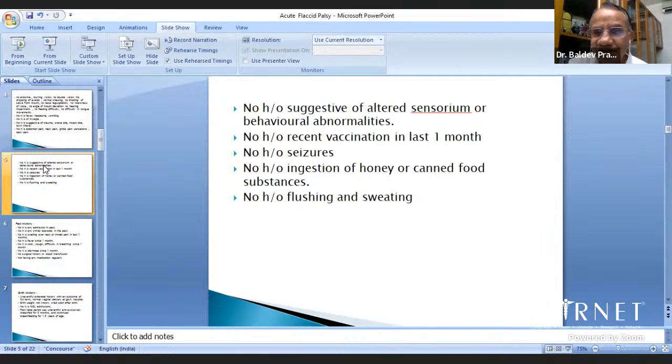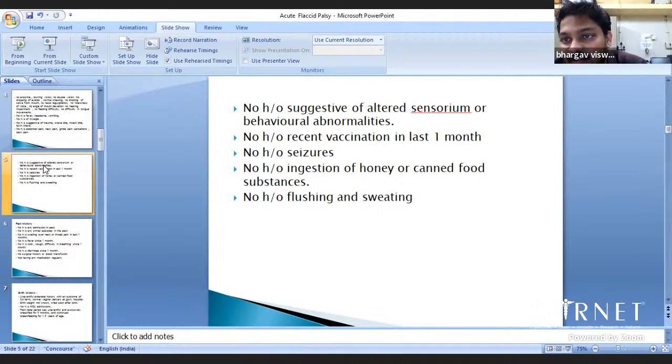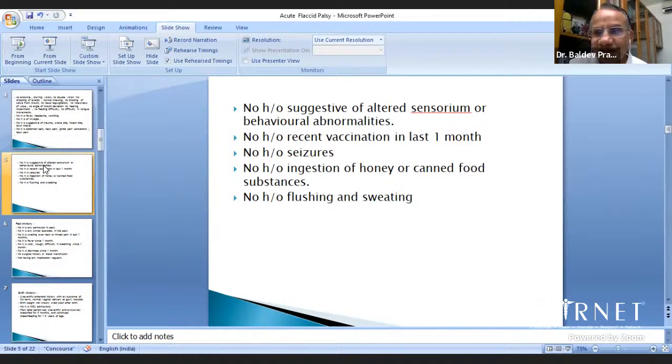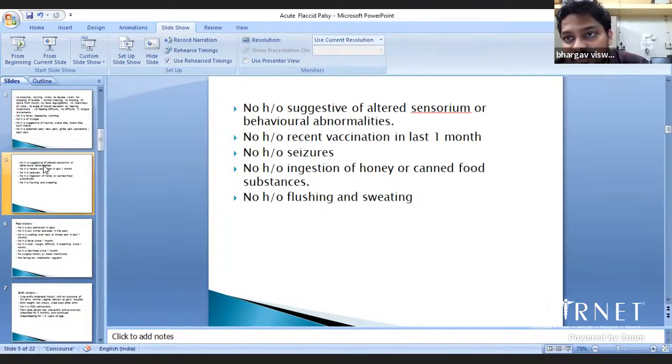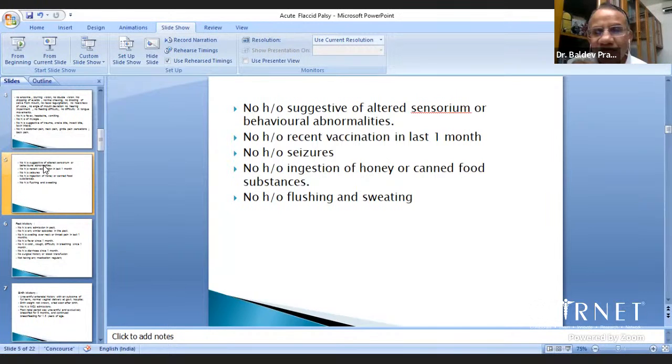What is the idea of seizures? Todd's palsy, transient postictal weakness. How will Todd's palsy present, Bhargav? After any convulsion episode, there will be a transient generalized weakness. What is the duration? 24 to 48 hours. Yeah, right.